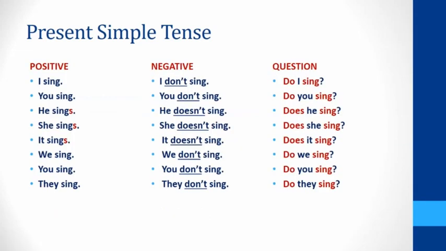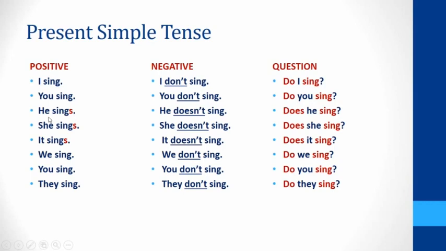Okay, let's revise the form of the present simple tense. Da obnovimo formiranje ovog vremena, present simple tense. Positive. A pozitivna rečenica. I sing, you sing, he sings, she sings, it sings, we sing, you sing, and they sing. Vrlo je jednostavno, simple. Jedino što se razlikuje jeste treće lice jednine.